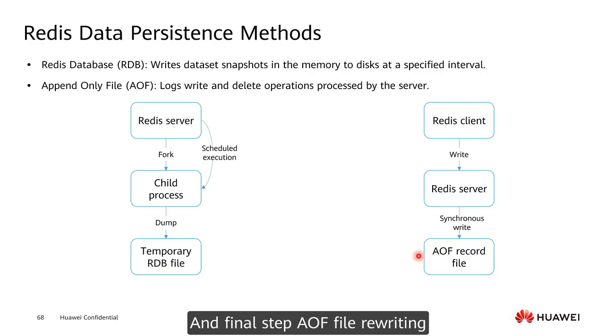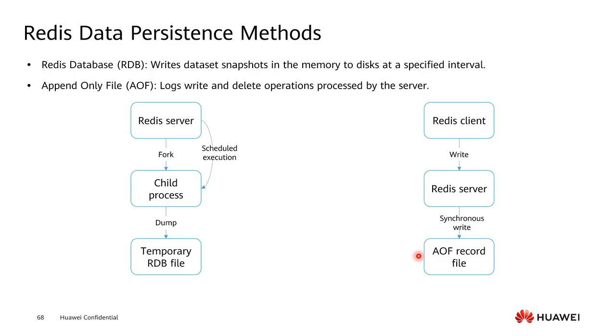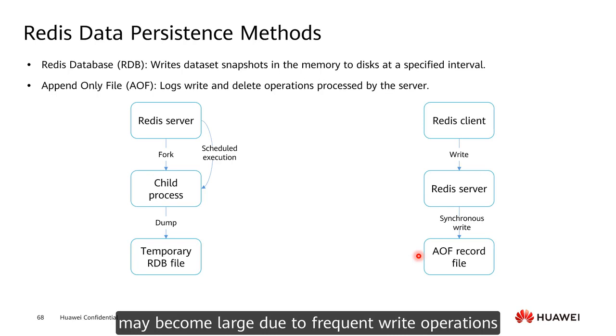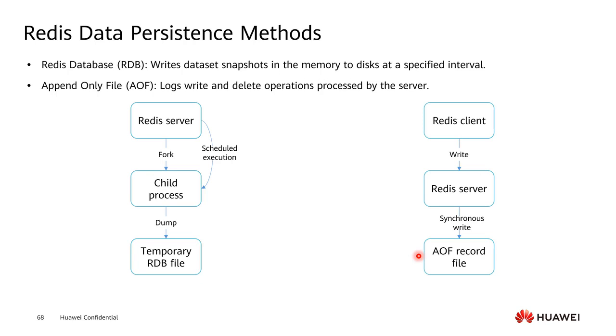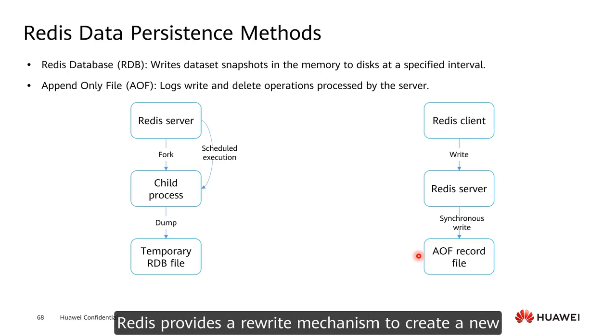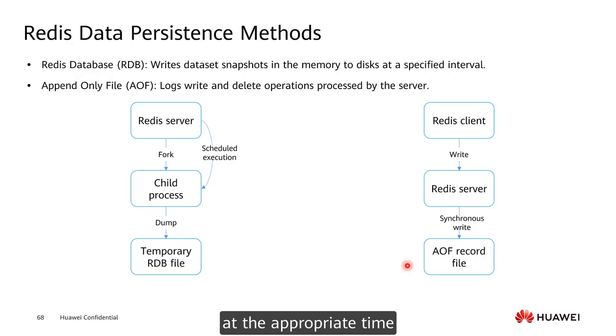And final step, AOF file rewriting. Over time, the AOF file may become large due to frequent write operations. Redis provides a rewrite mechanism to create a new AOF file that contains only the minimum command set required for rebuilding the current dataset at the appropriate time, optimizing storage space and subsequent data recovery efficiency.